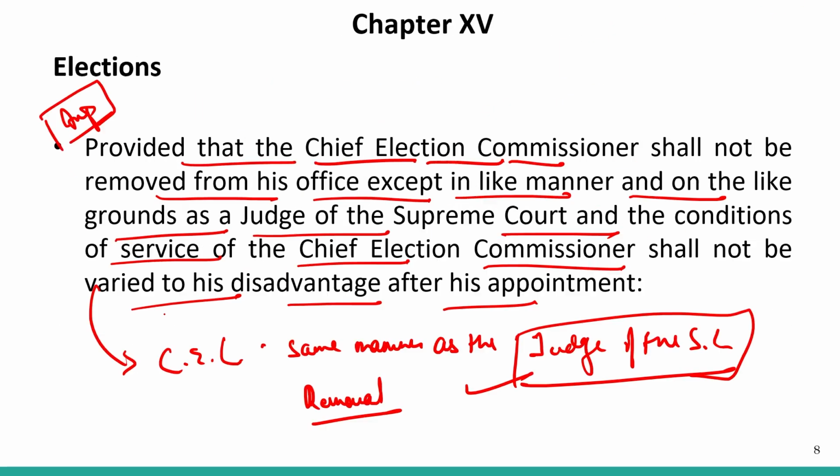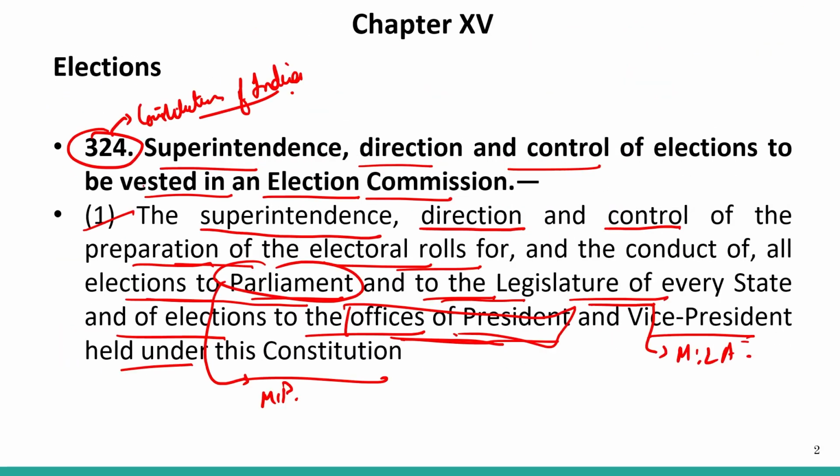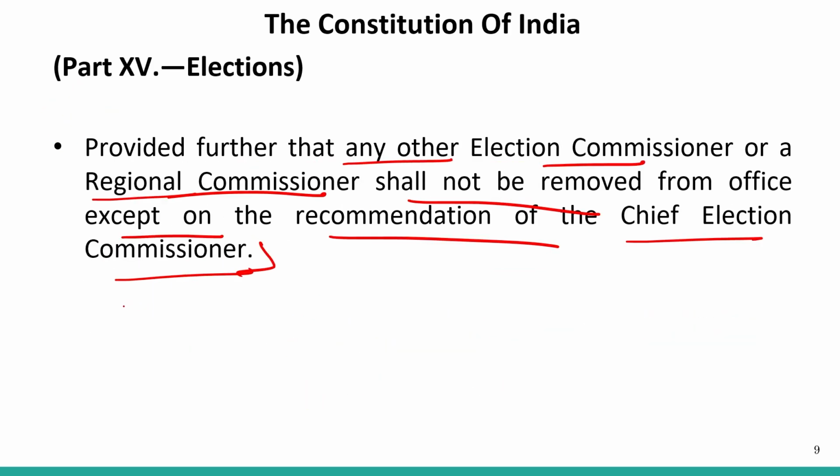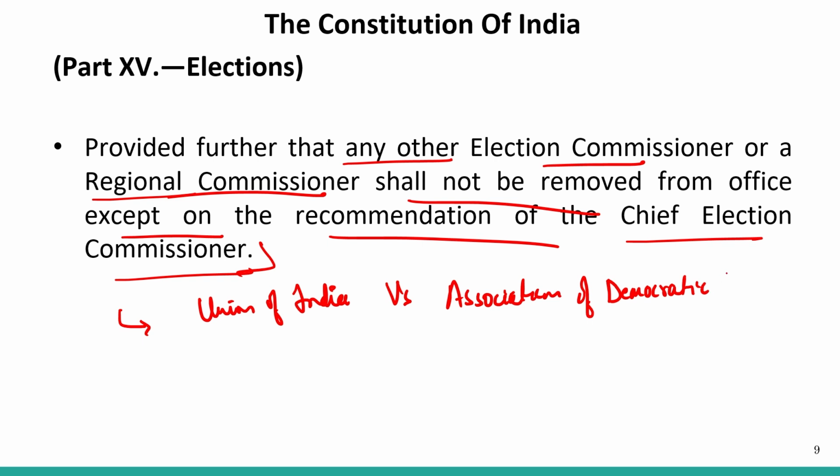Now, there is one thing I would like to tell you here in regards to Article 324. Article 324 talks about the superintendence, direction and control of elections being vested in the Election Commission. There was a case, and I'll explain the name of the case. The case is Union of India versus Association for Democratic Reforms, a 2002 case, which said that Article 324 is a reservoir to provide powers in areas untouched by the parliament or the state legislature while making laws regarding elections. So it is giving immense power to the Election Commission.